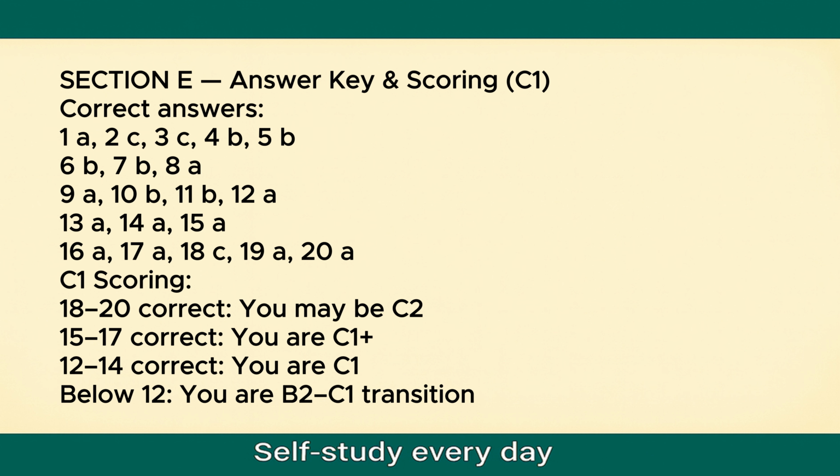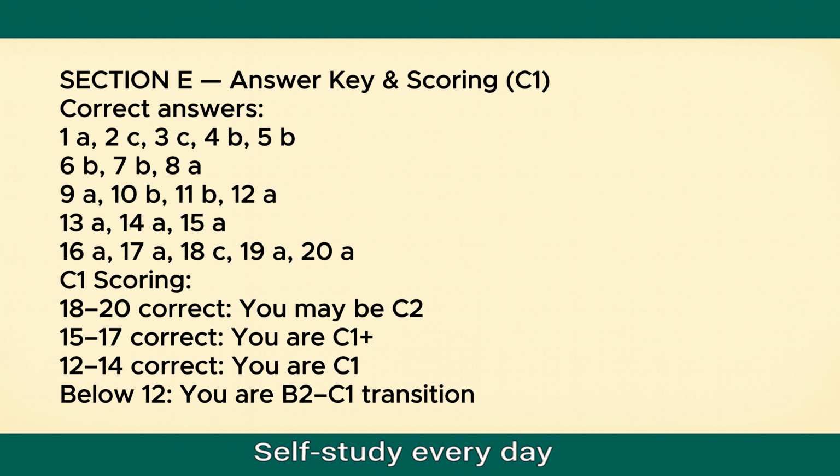Section E. Answer key and scoring C1. Correct answers: 1A, 2C, 3C, 4B, 5B. 6B, 7B, 8A. 9A, 10B, 11B, 12A. 13A, 14A, 15A. 16A, 17A, 18C, 19A, 20A.